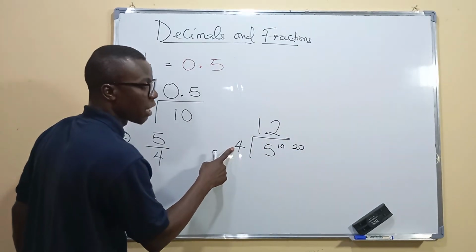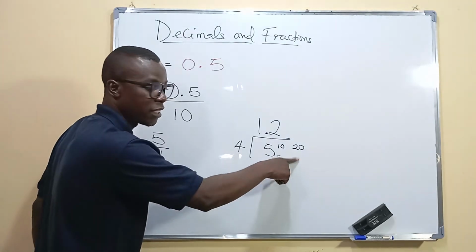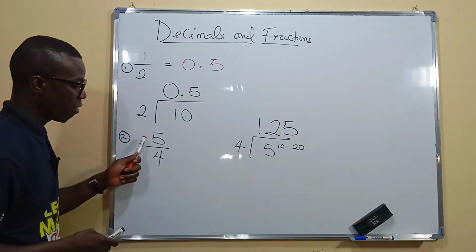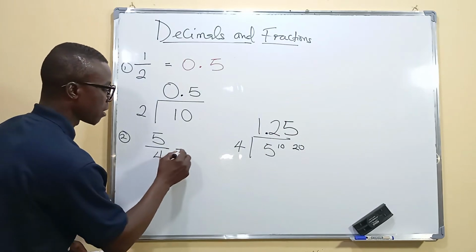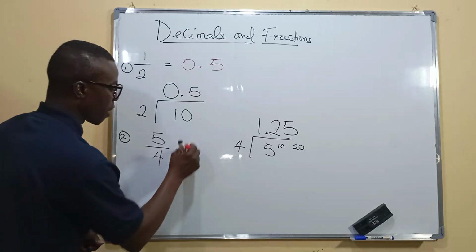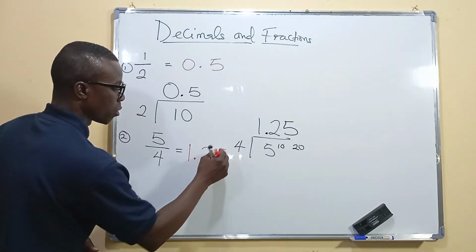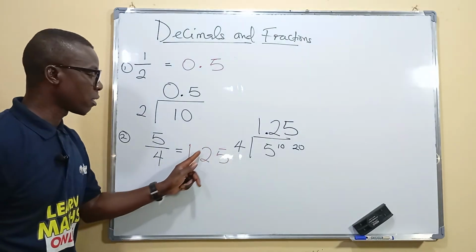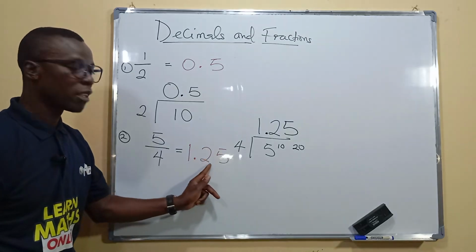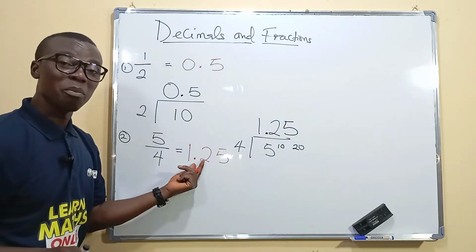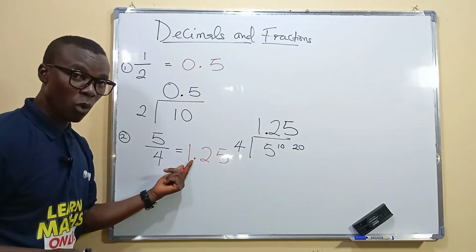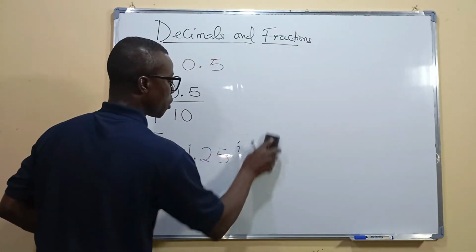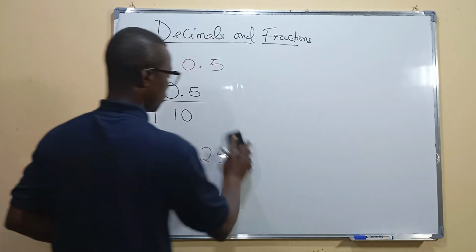So how many 4s can we have in 20? And that will be 5. So we have 5 here. So you see, 5 divided by 4 is the same as what I have here, 1.25. So I have 5 divided by 4 is the same as 1 point, this point here, 25. Remember, this is not 1.25. No, it is 1.25. Now, let's look at other examples again.